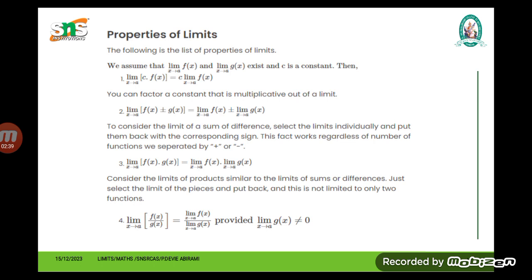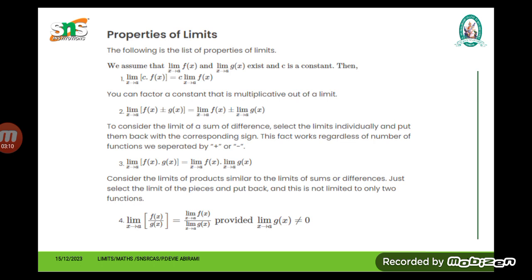Second property is limit x tends to a f of x plus or minus g of x. That is, I am going to add or subtract the two functions. For that, first I have to apply the limit for the first function and then for the second function. Finally, I have to add or subtract. Therefore, my RHS is limit x tends to a f of x plus or minus limit x tends to a g of x.